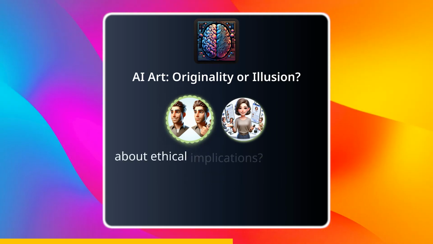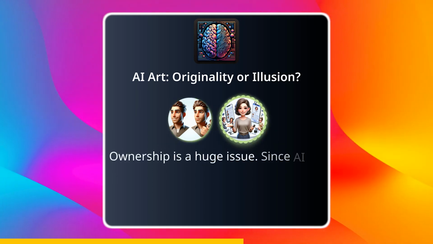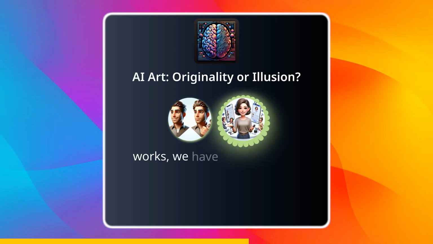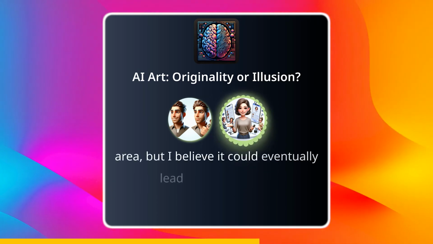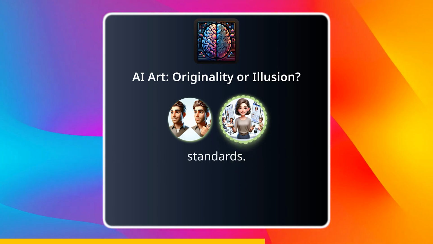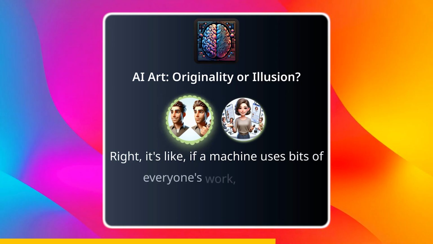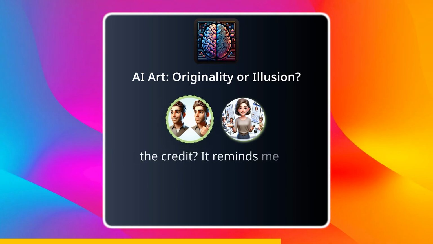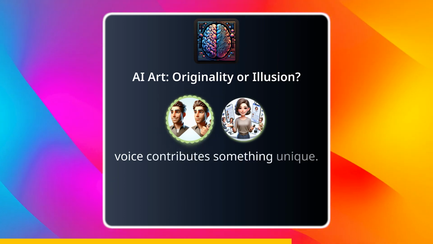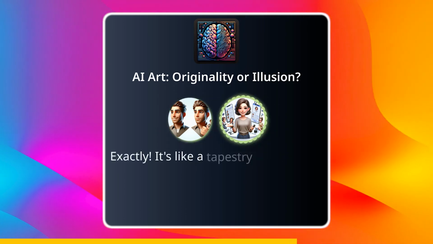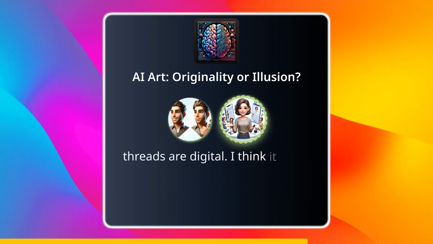But what about ethical implications? Like, who owns the art? Ownership is a huge issue. Since AI art is derived from existing works, we have to think about intellectual property. It's a murky area, but I believe it could eventually lead to new industry standards. Right, it's like if a machine uses bits of everyone's work, who gets the credit? It reminds me of collaborative storytelling, where every voice contributes something unique. Exactly. It's like a tapestry of creativity, except with AI, the threads are digital.